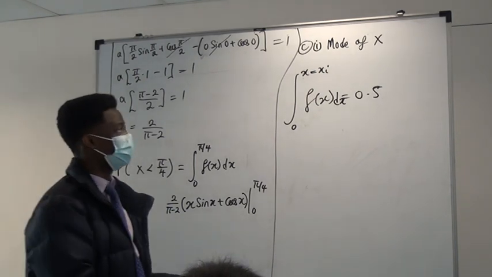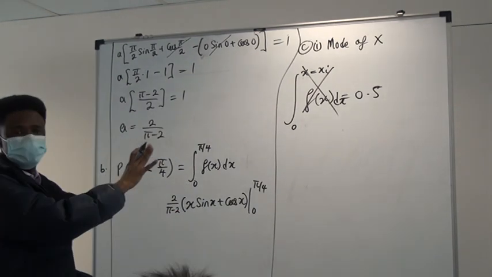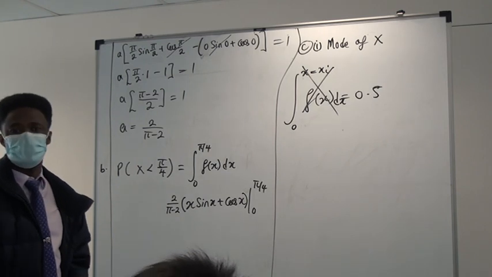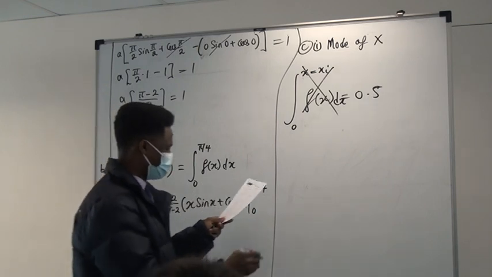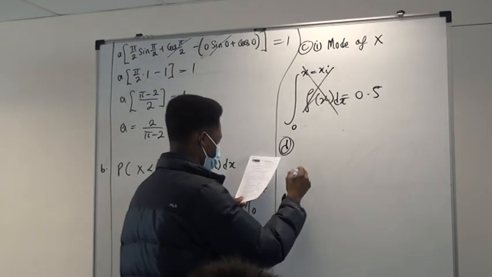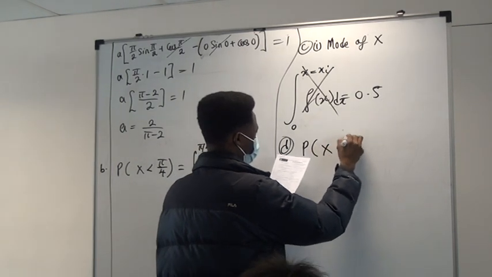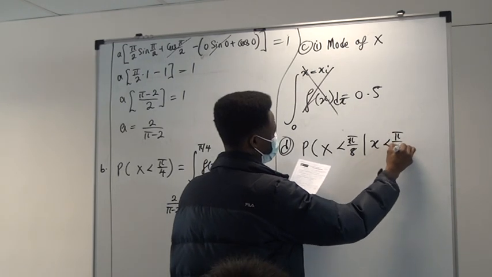We'll talk about it tomorrow. Don't worry about that today. I just wanted to focus on investigating this for today and calculating probability within the interval. Don't worry about mean and mode yet. We'll talk about that next lesson, not tomorrow. And the last but not the least is asking for a conditional probability. Probability that X less than pi over 8, given that X less than pi over 4.